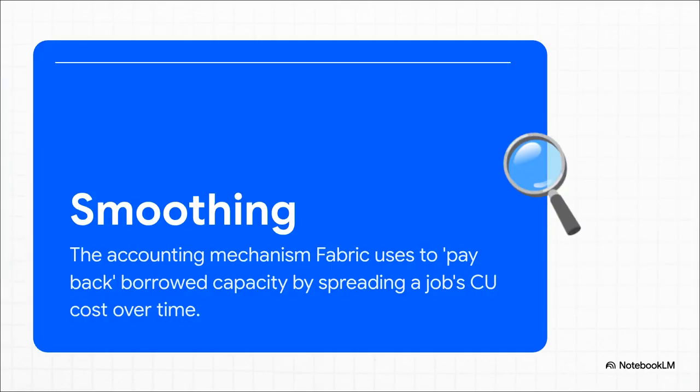Right, so every loan needs a repayment plan, and Fabric is no different. In the world of Fabric, that plan is called smoothing. It's basically just the accounting system that takes the total cost of that bursty job and spreads it out over time. The idea is to soften the blow so you don't feel that entire cost all at once.